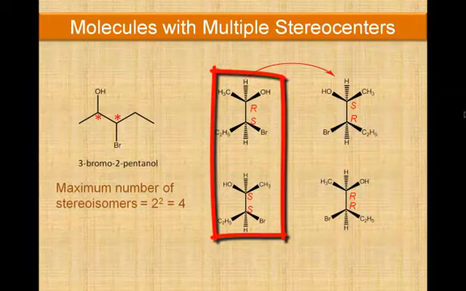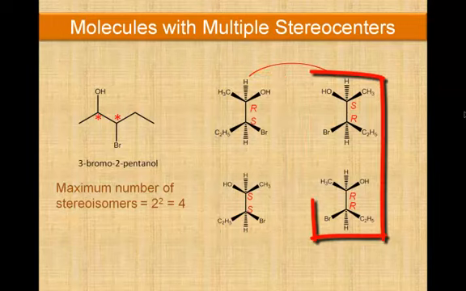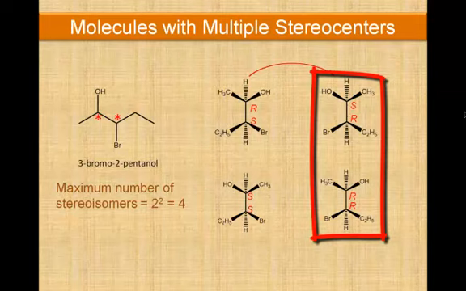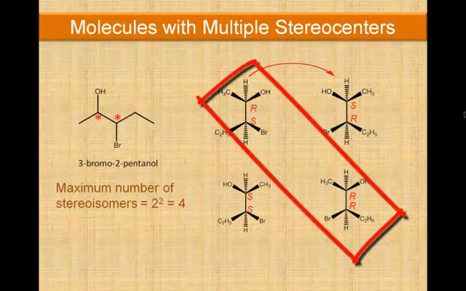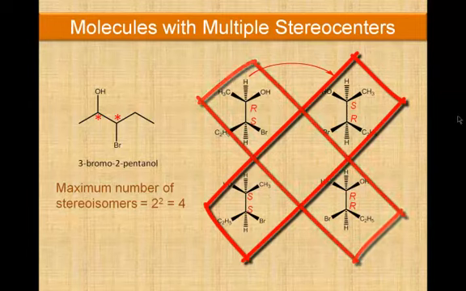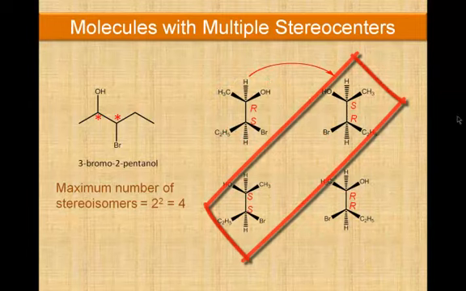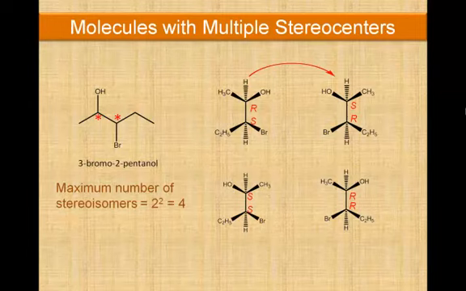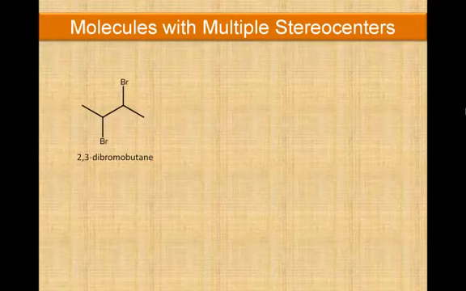This is a pair of diastereomers, stereoisomers that are not mirror images, and this is a pair of diastereomers as well. These two are diastereomers, and these two are diastereomers. We do indeed have 4 stereoisomers of 3-bromo-2-pentanol.